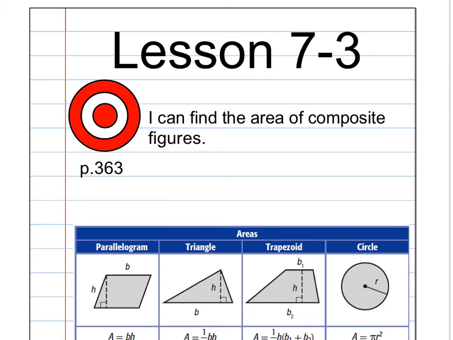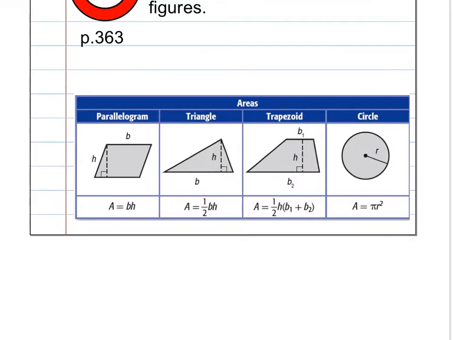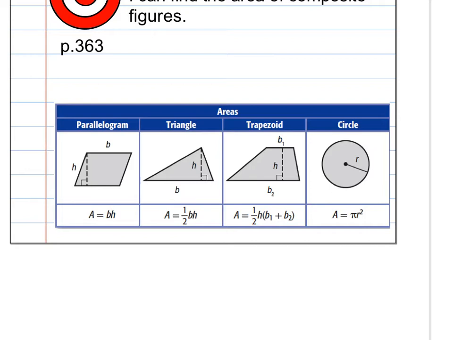I can find the area of composite figures, also known as irregular figures, from time to time. Some things you're going to need to know are to make sure that you have the area formulas for all of these figures in your notes, easily accessible to you, and that you know what the parts of each shape are. So take a moment to pause and get this down. That would be very helpful to you, and I'll probably look for it in your notes.